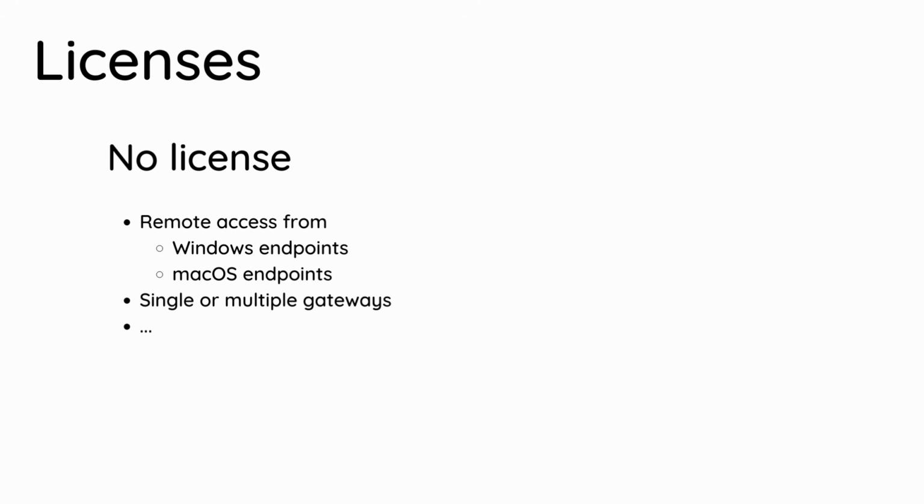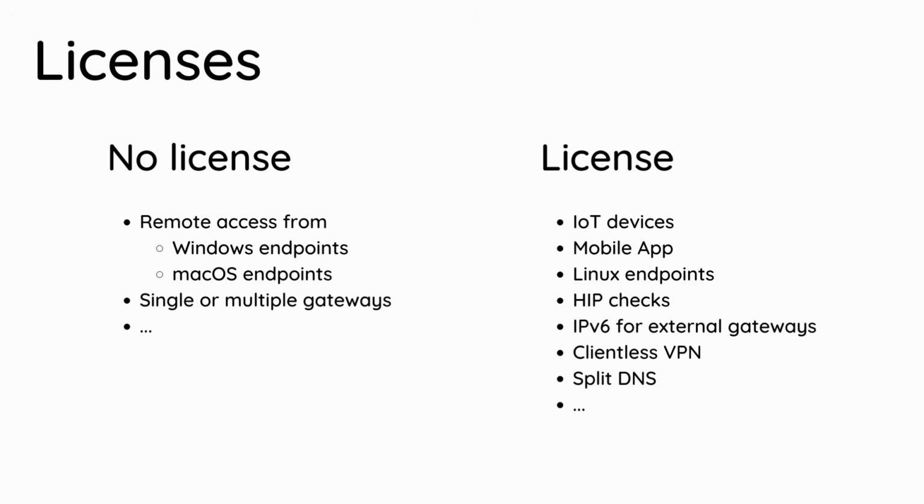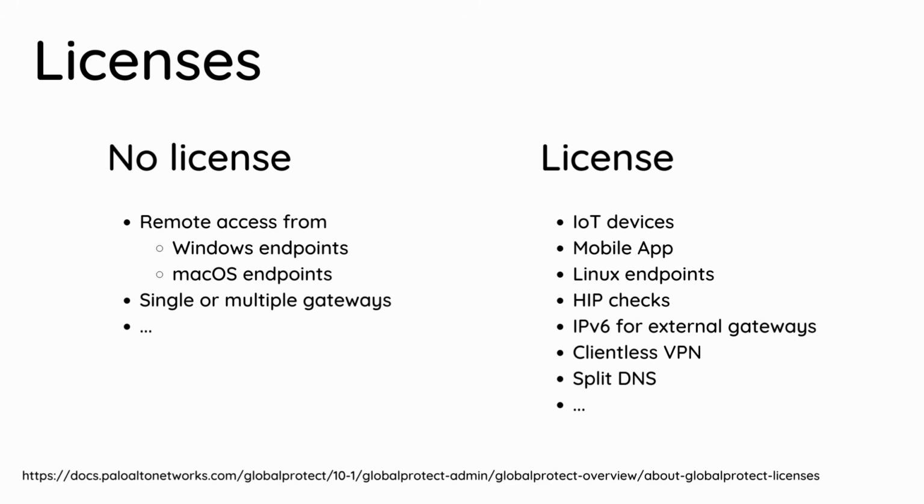Let's take a look at the functions that are offered without a paid license and the ones that you need to spend some money to get. So some of the free features are, you can have multiple gateways and some other basic features. For more advanced features, you need to pay. For example, mobile apps, Linux endpoints, IPv6 if you want to use it with external gateways, and so on. I'll leave you a link to the Palo Alto documentation in the description below. There you can see all the functions available with and without the license.